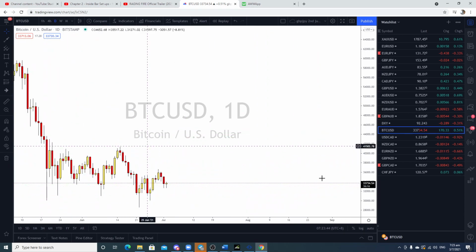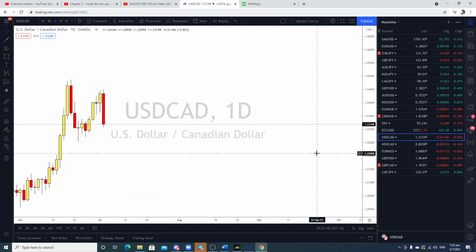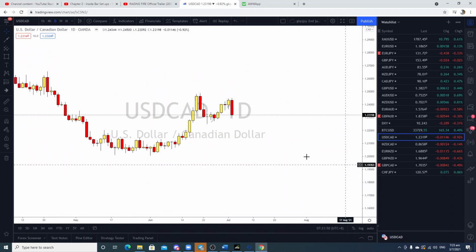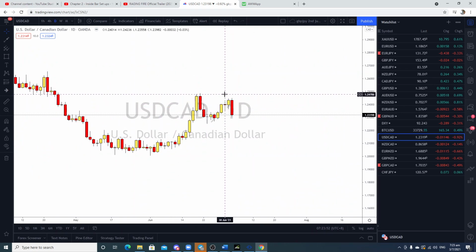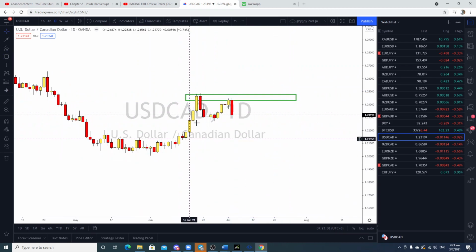Bitcoin is still hovering inside the mother bar. I'm not interested. USD CAD, oh, the best. So I'm looking to go short. Double top, engulfing after a push. Double top, engulfing, price pushed up, sellers came in, rally base drop.